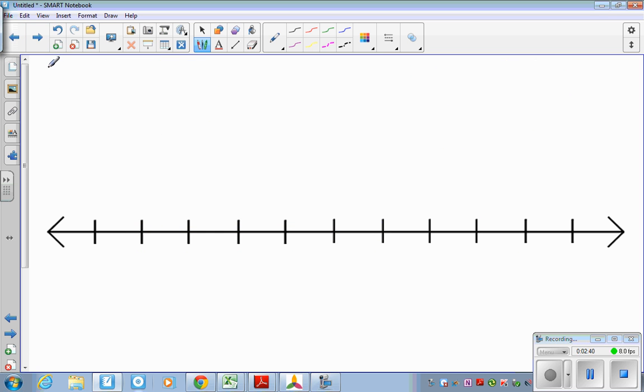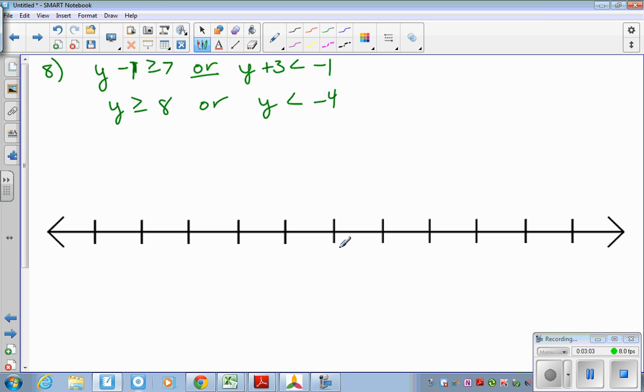Number 8. This one was y minus 1 is greater than or equal to 7, or y plus 3 is less than negative 1. When you solve this, you get y is greater than or equal to 8, or y is less than negative 4. What this means is you're going to shade to the right of 8, to the left of negative 4, and you have both on your final answer.